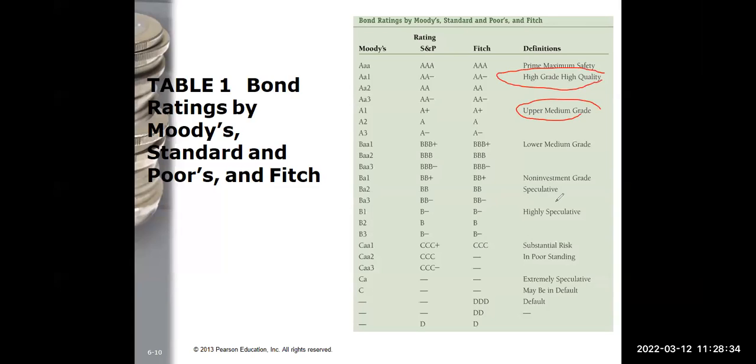And if you go further down, say, if some of the bonds have got C rating, it means that they are extremely speculative and maybe in default, or the triple D is given to some companies, that triple D shows that the company is already in default.